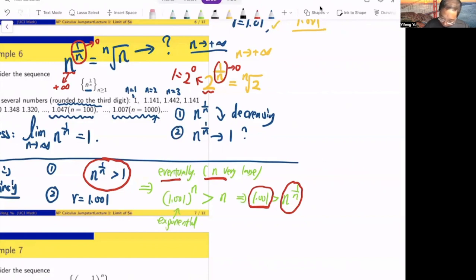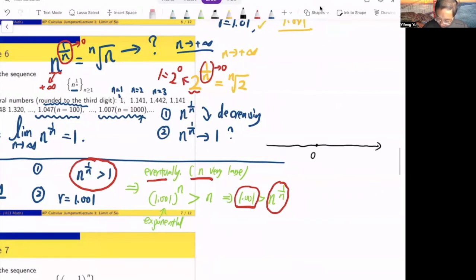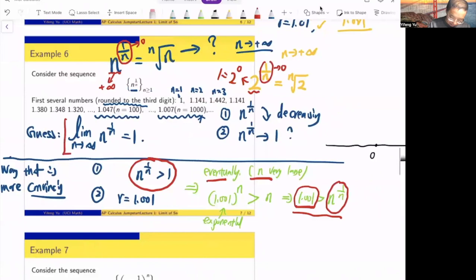If we draw the picture, what do we have? This is 0, and here is the number 1. The sequence starts from slightly bigger than 1, but it will go down, right? It's bigger than 1, but eventually it will approach 1, because it will go below any number that is bigger than 1. Okay, so that's what happens. And this verifies the limit of this is indeed 1.